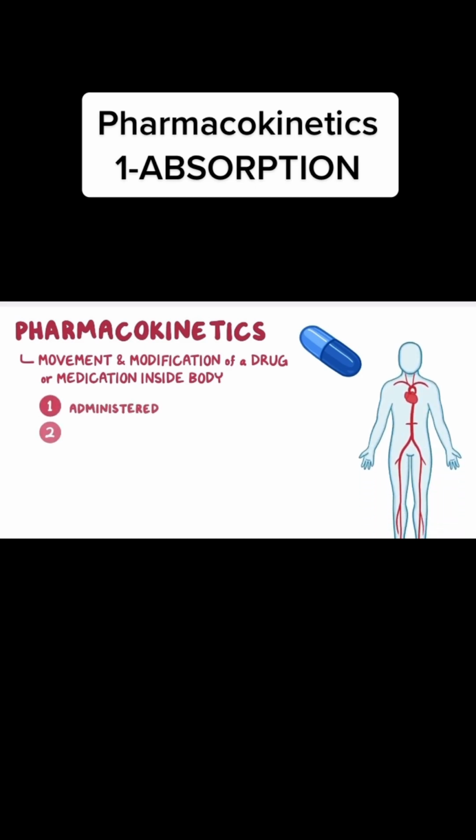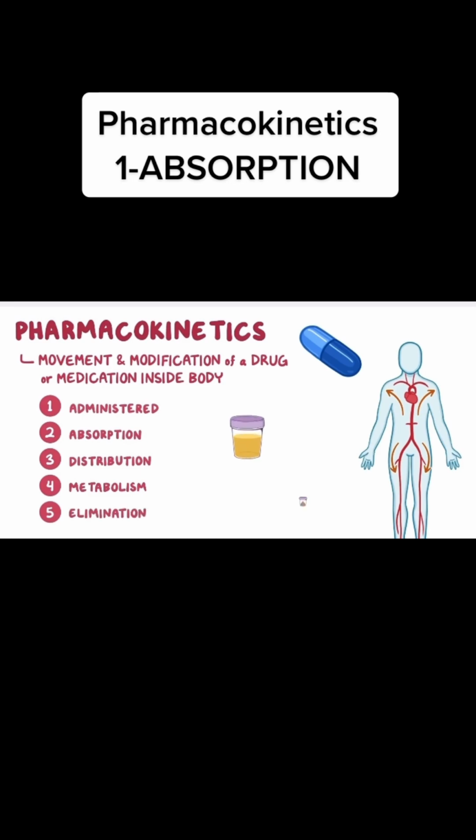Pharmacokinetics refers to the movement and modification of a drug or medication inside the body. Once a medication is administered, it's first absorbed into the circulation, then distributed to various tissues throughout the body, metabolized or broken down, and finally, eliminated or excreted in the urine or feces. This process can be broken down into 4 components with the acronym ADME, which stands for absorption, distribution, metabolism, and elimination.